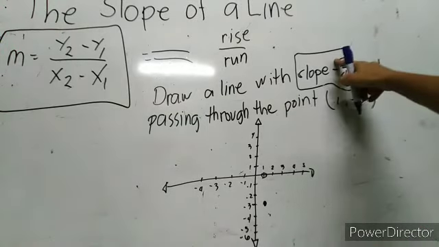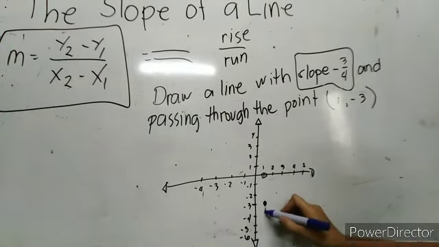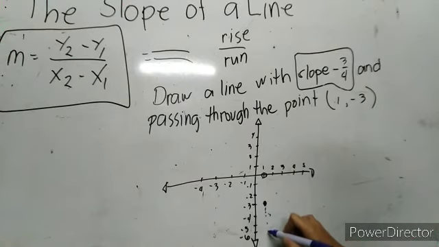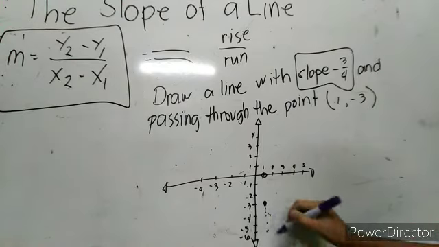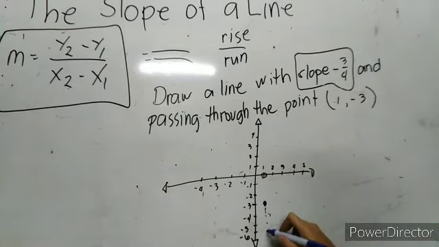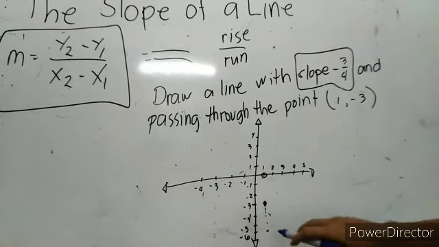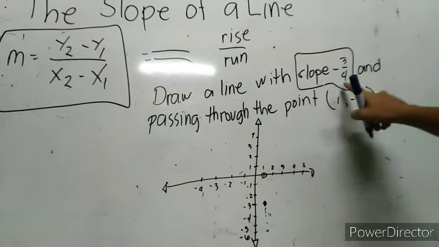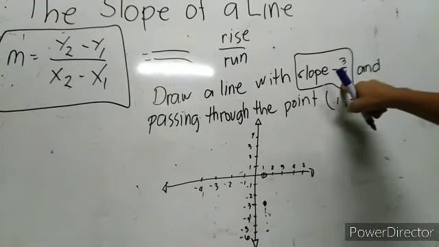Since this is 3, we go down 1, 2, and 3. So that is negative 6, di ba? Then we move to the right. Since our denominator is 4, the run is 4, so we move 4 steps.